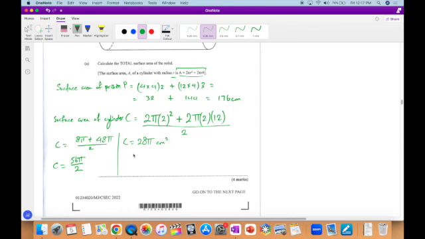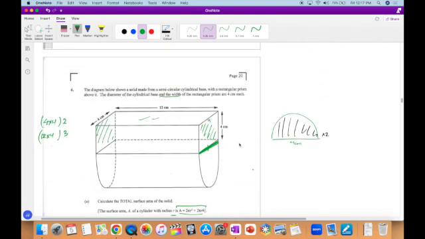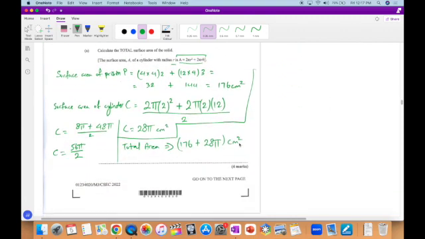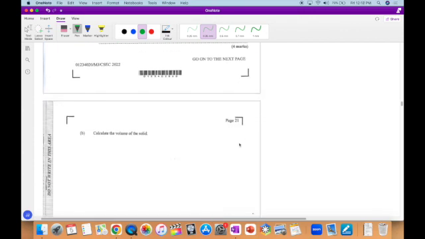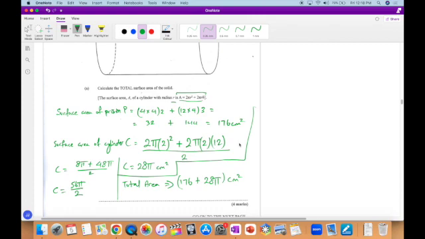So therefore the total surface area implies 176, and this will be centimeters squared, remember, plus the 28 pi, and we can actually leave the answer like that as centimeters squared. Or did they say to use pi as something? They didn't really say to use pi as anything. Calculate the volume of the solid. They didn't really say to use pi as anything though.